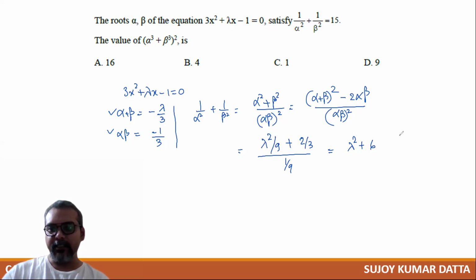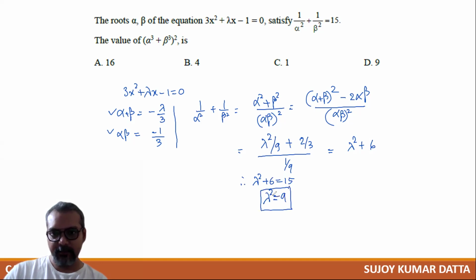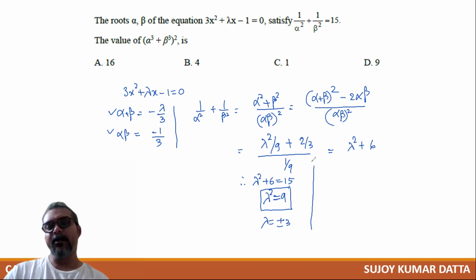Now they are saying that this is equal to 15. So what we have here is lambda squared plus 6 is 15. So lambda squared is 9. Okay, so that gives us lambda to be plus minus 3. Now, the next part of the question is they're asking what's the value of this. So that's alpha cube plus beta cube whole squared. So we need to figure this out.